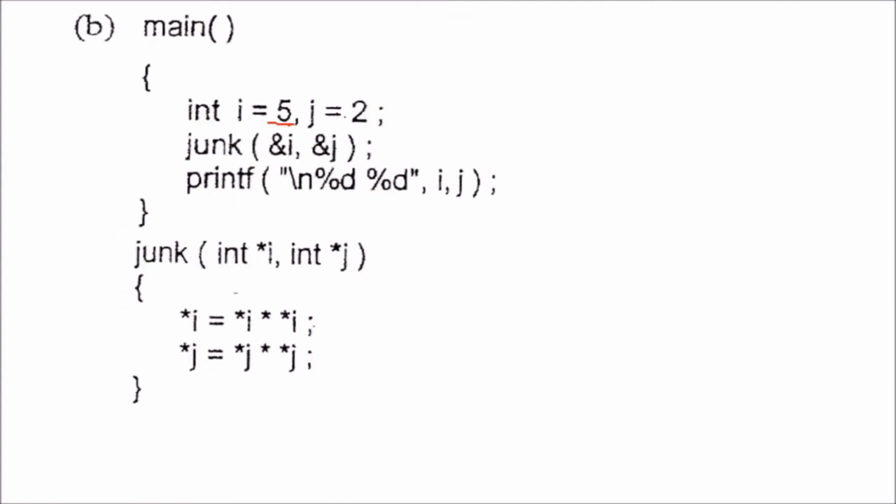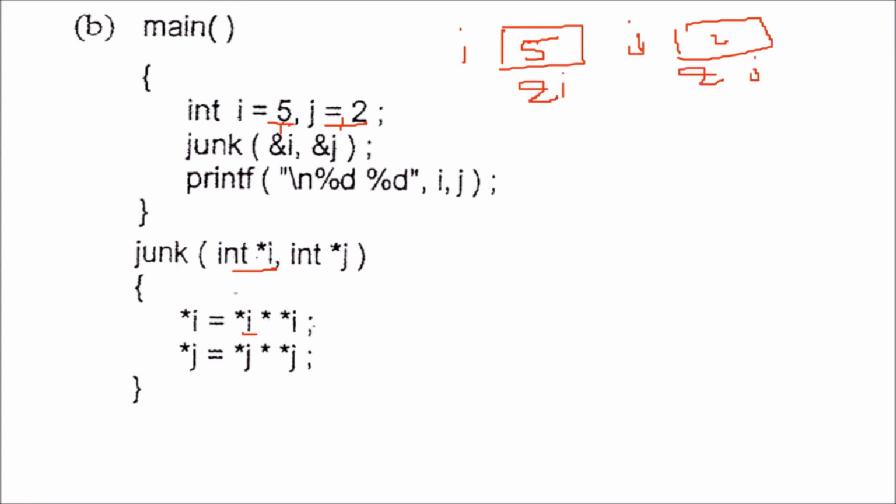Now again the same situation, 5 and 2, but now here we are passing the address, or the reference, of 5 and 2. So now you are telling the program to take the address of 5 and change the value which is at this address. That means i is 5 and j is 2. Now you are passing the address of i and address of j, and now you are saying take it in some variable which is the address variable, which is the pointer variable actually.